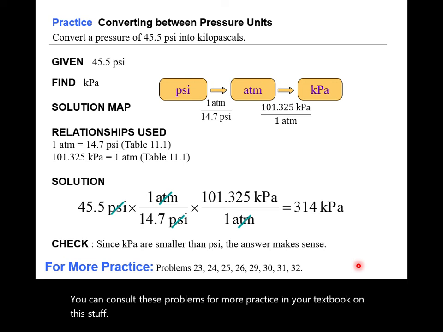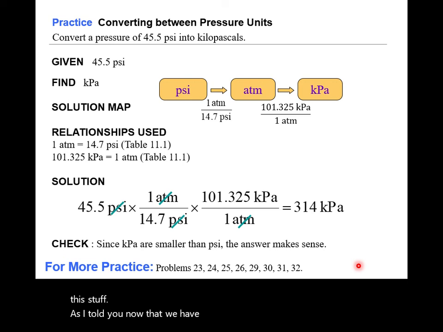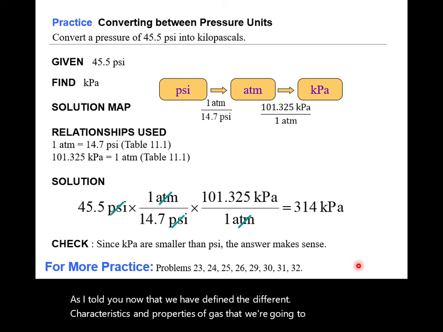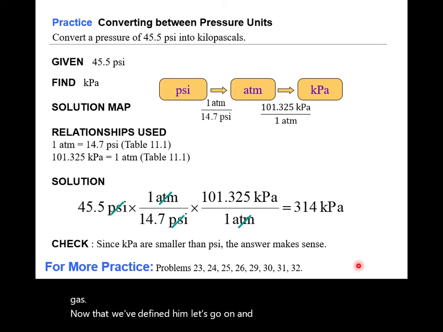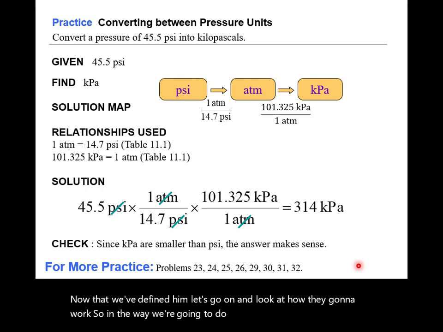As I told you, now that we have defined the different characteristics and properties of gas, we're going to look at their effect on the physical behavior of gas. Now that we've defined them, let's look at how they work. Since there are 4 of them, we're going to hold 2 constant and change one and see how the other one responds.